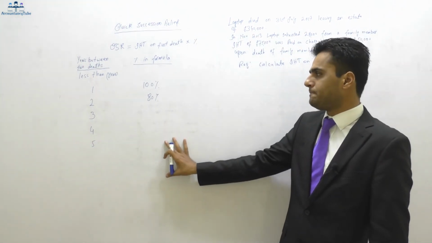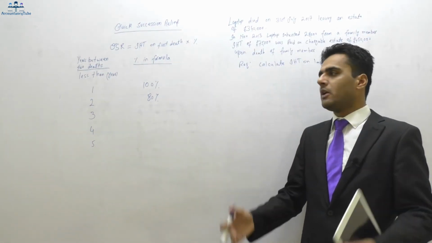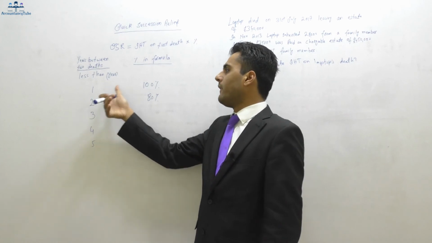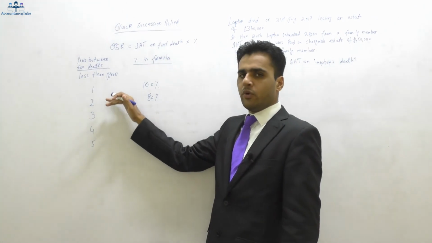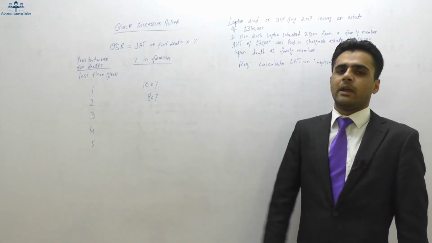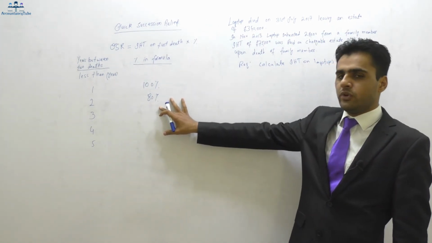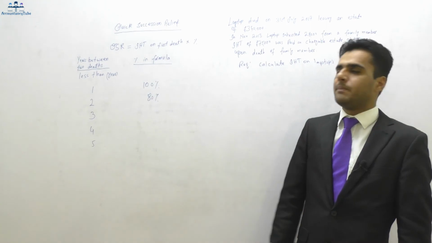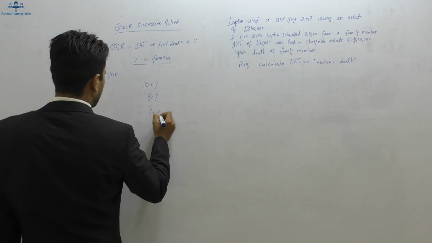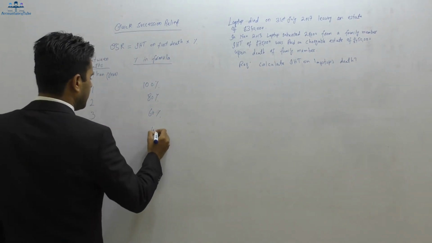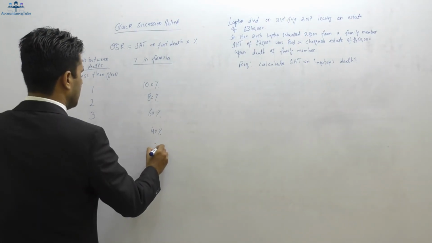The percentage is given here, based on the years between two deaths. So how many years are between two deaths? If it is less than 1 year, then the quick succession relief percentage will be 100%. Likewise, it will reduce by 20% in every next year. If less than 2 years, then it will be 80%. If less than 3 years, then 60%. Less than 4 years, it will be 40%. If it is less than 5 years, then it will be at the rate of 20%.